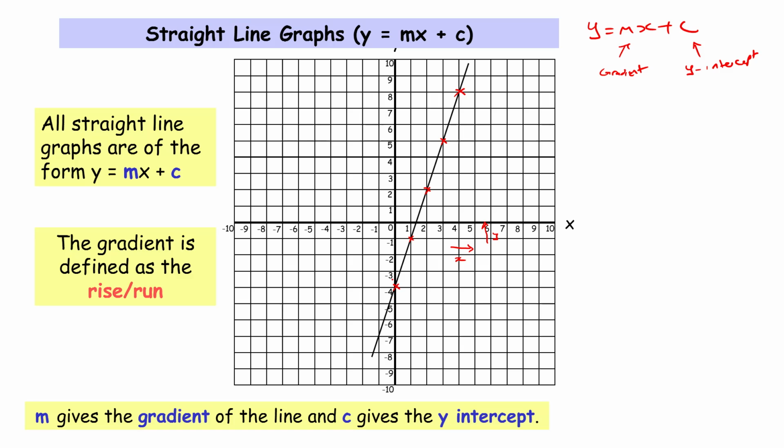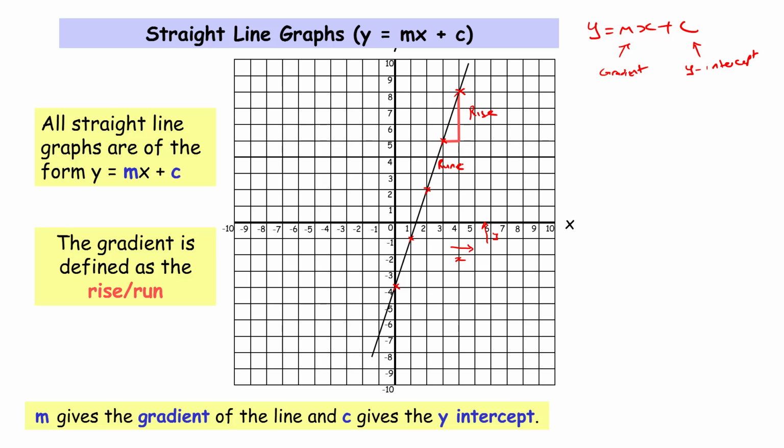Any 2 will do. And then I plot a horizontal and vertical to meet. So just like that and like that. So I've chosen those 2. That means I can now find my rise and I can find my run here.